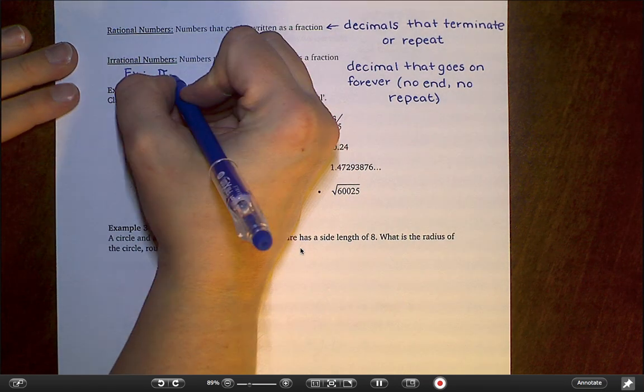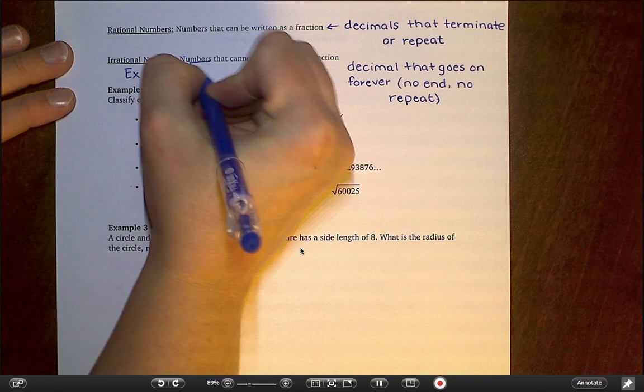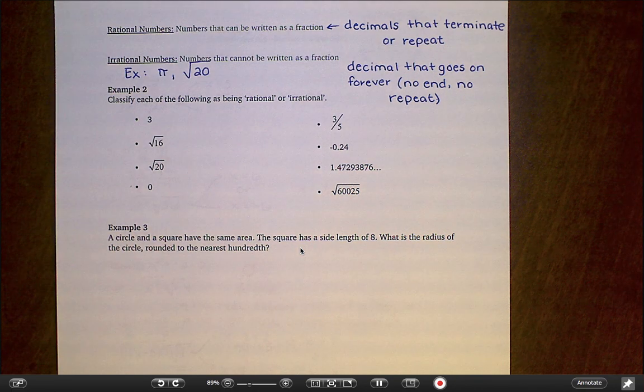But then there are also quite a few numbers that when you take the square root of them, so like the square root of 20, let's say, that number is going to come out to be irrational. And I'll show you why as soon as I get my calculator out. Any number that's not a perfect square.